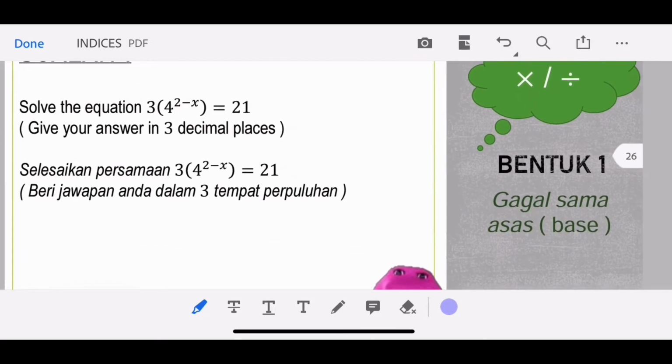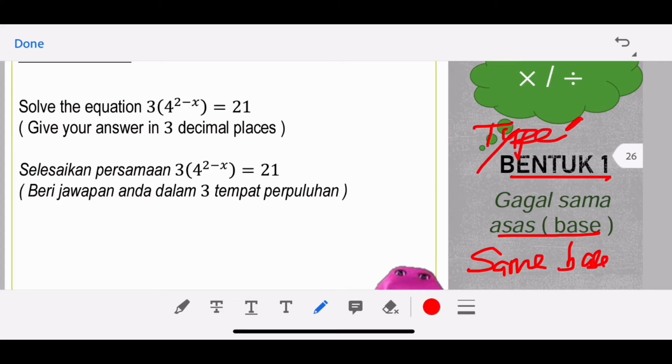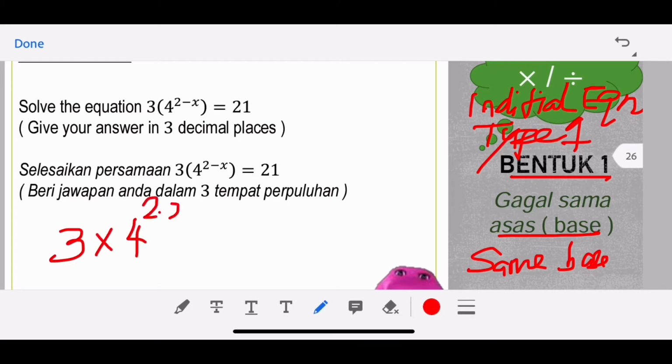Now for this question, you notice that it is still in the same base, and we still need to make sure the base is the same. But firstly you take the 3, bring it to the right, you divide 21 by 3. The number and number you solve first, so you will have 21 over 3, which is 7, right? So okay, when you see the number, you solve the number first.